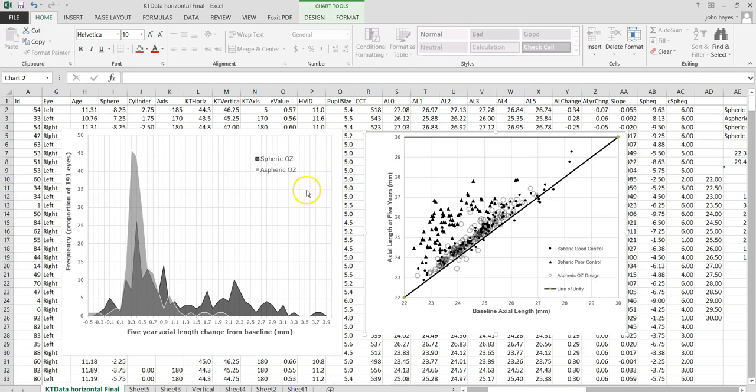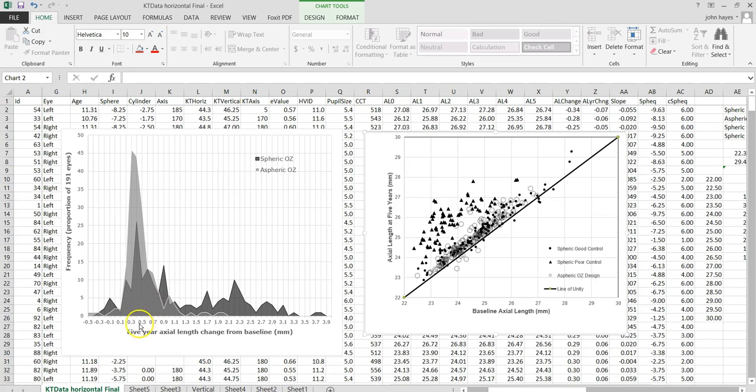There were 2 lens types, a spherical optical zone, which was the original Ortho-K design, and then later it was changed to an aspheric. The lens was aspheric in the optical zone, made for a steeper slope, more add in the periphery.